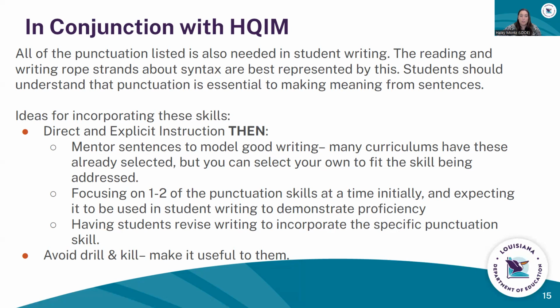Direct and explicit instruction for all of these skills is important. You have to do that first. Then once you've done that really good direct and explicit instruction, start using things like mentor sentences to model good writing. Most of the curriculums that we use have these already selected that you can use to model the skill. But if you notice that you're teaching a skill that the selected mentor sentence doesn't necessarily cover, you can find one or write one that you can use for your students.